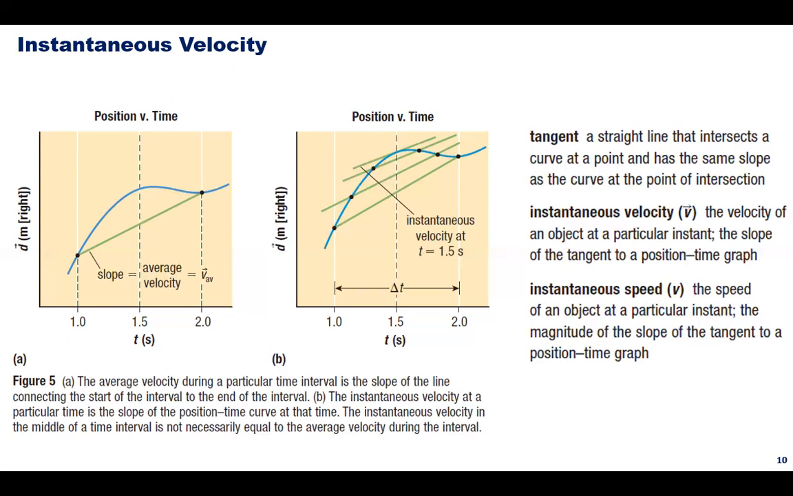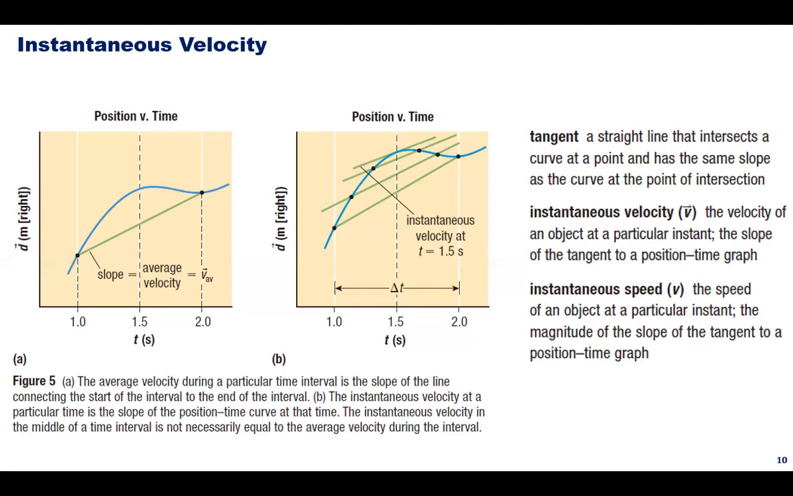In some cases, a moving object changes its speed during its motion. So we need to clarify the difference between the average speed and instantaneous speed as well. As mentioned earlier in this section, average speed is the total distance divided by the total time.